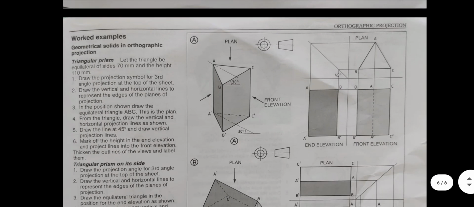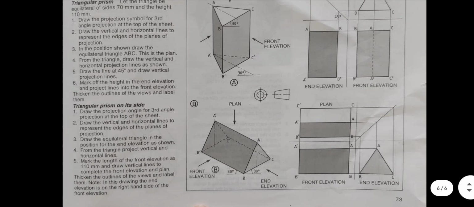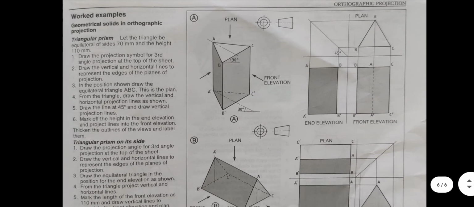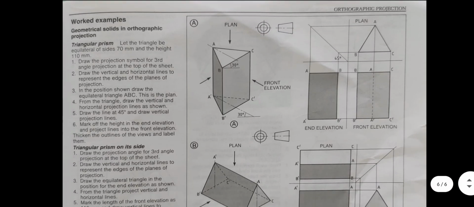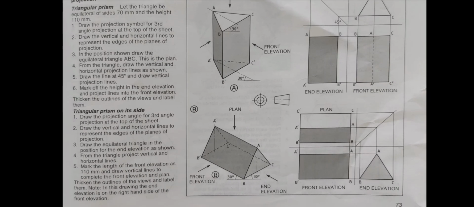So moving on to the last page here in the PDF, it has two worked examples which we're going to look at next week, right? And the two worked examples show you the first angle projection and the third angle projection, right? The first example there has a third angle projection worked, and sorry, both of them are third angle projection, right? Both of them are third angle projection.